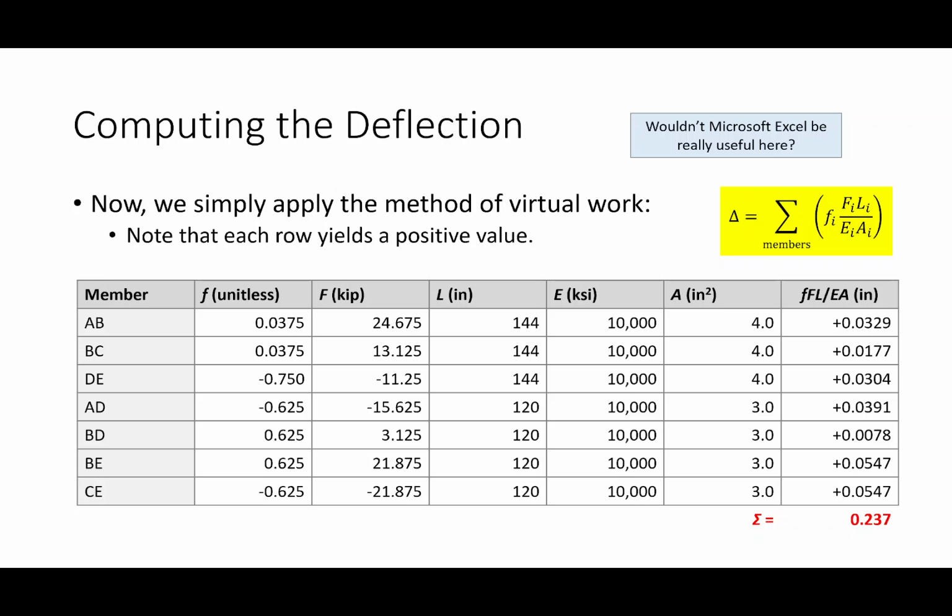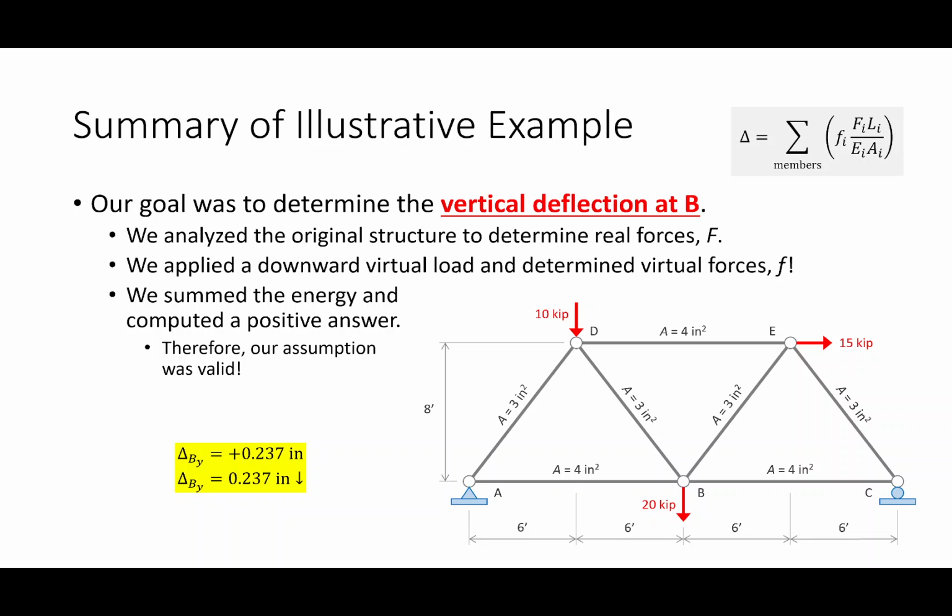And then what do we do? Sum up the energy. Little f, big F, L over EA. So bam, bam, bam, divided by this is that. This times this times this, divided by that is this. This times this times this, divided by that is this. Just do it in a row, sum it up. And when it's all said and done, we got a positive answer, so the deflection's downward.